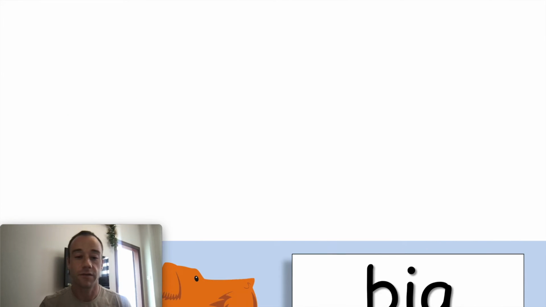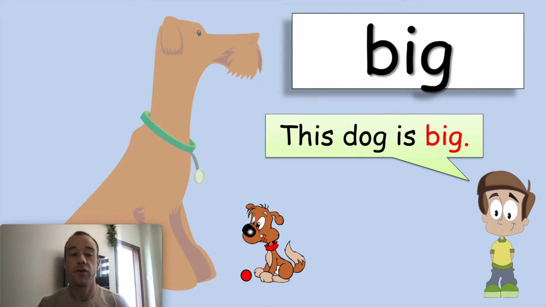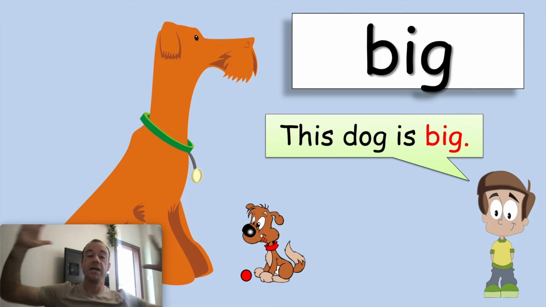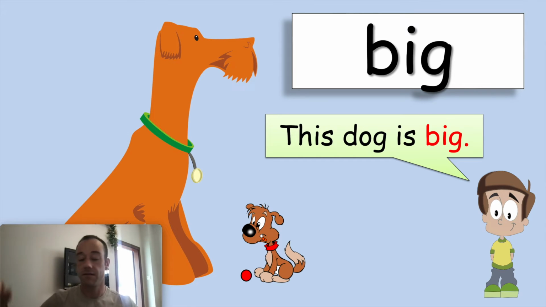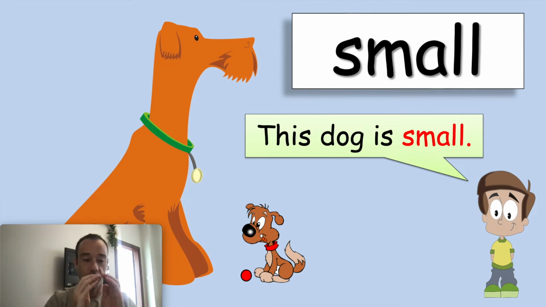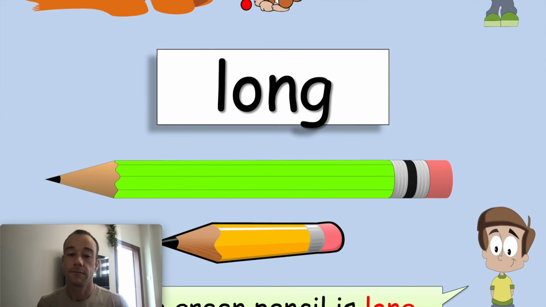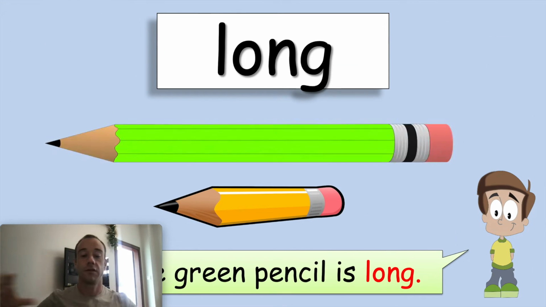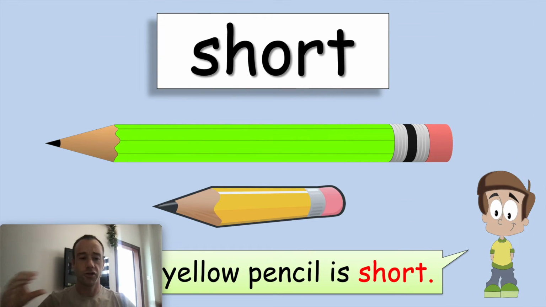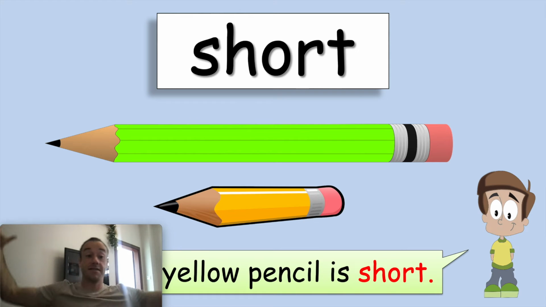Okay, so the new words for this lesson are big, and you can do an action. You can show them big. This dog is big. Okay, you can even write big on the board. Then we have small. This dog is small. Long. The green pencil is long. And short. You can do short like this, long like this, big like this, small like this. Just make sure each action is a little bit different.